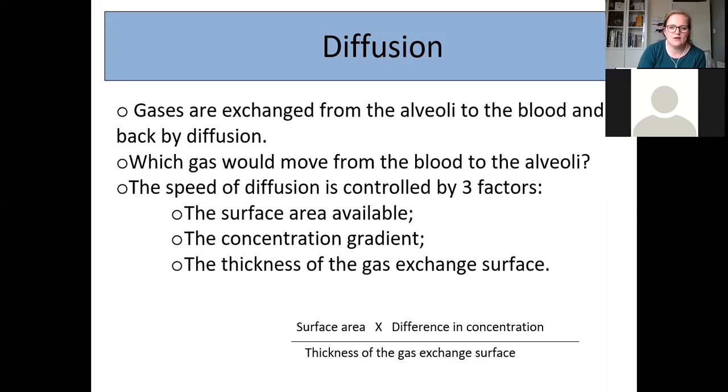And then quickly at the bottom, this is Fick's law, rate of diffusion. So the rate of diffusion is affected by the surface area multiplied by the difference in concentration divided by the thickness of the gas exchange surface. So basically, the bigger the thickness of the gas exchange surface, the more negatively it will impact the rate of diffusion. The bigger the surface area, the bigger the concentration difference, the better.